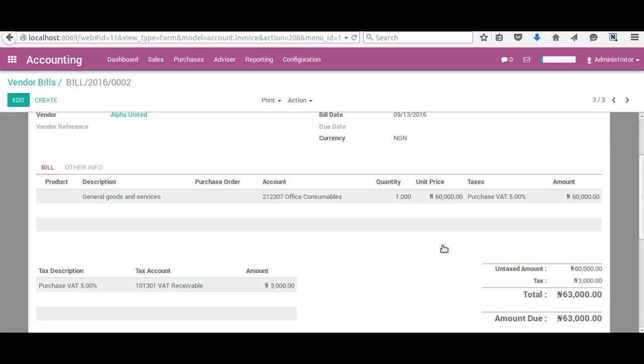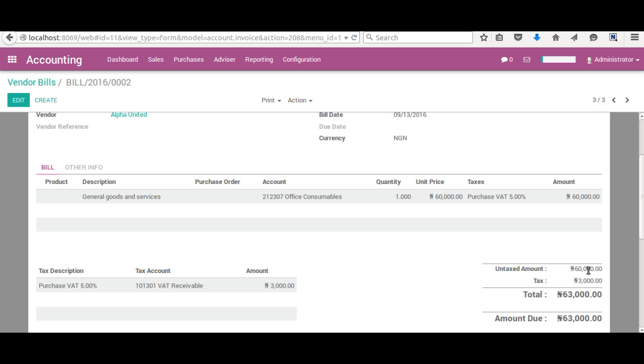So let's go back to this invoice total. So I said I'm going to deduct 10% withholding tax from the service. So 60,000 less 10% will be 60,000 minus 6,000, which is 54,000. Okay. Now, if I paid the VAT, which we agreed we should pay, so it means the total amount I'm supposed to pay this vendor will be 54,000 plus 3,000, which is 57,000.